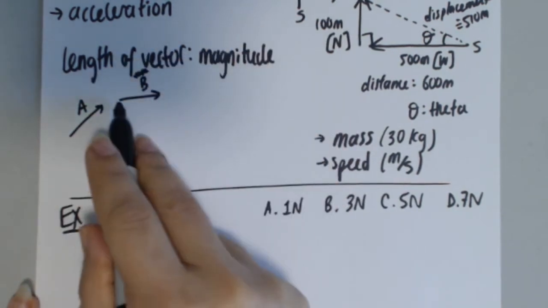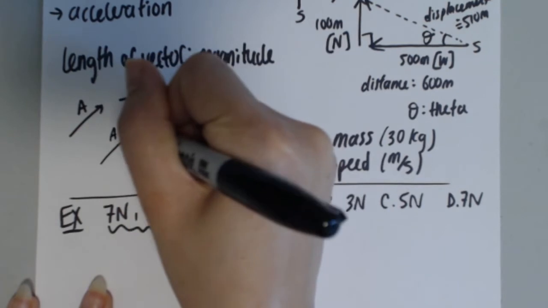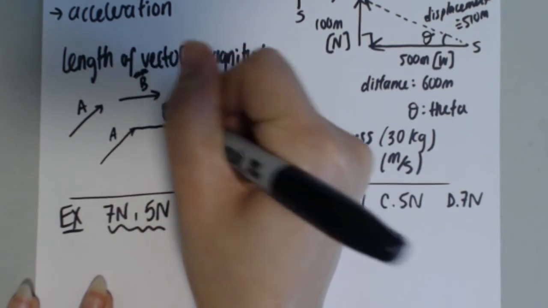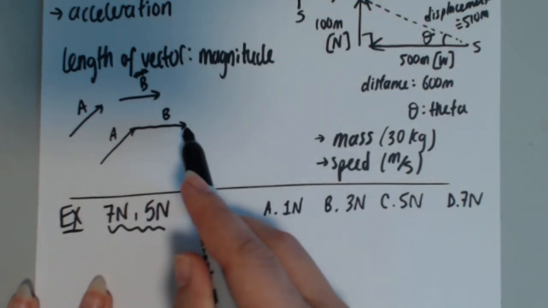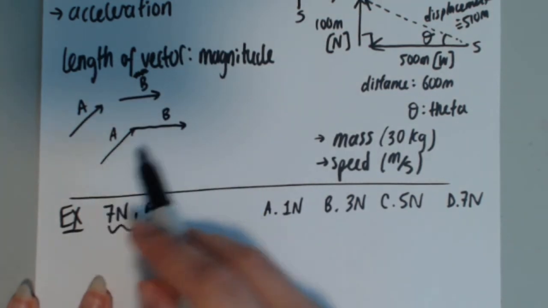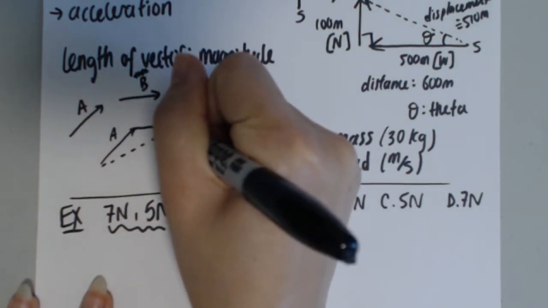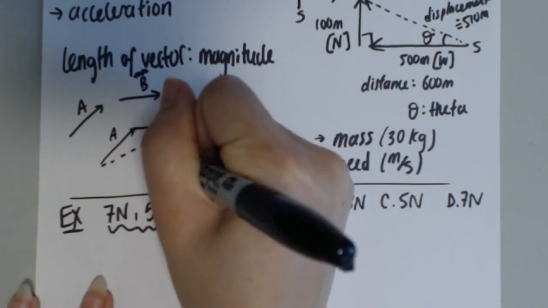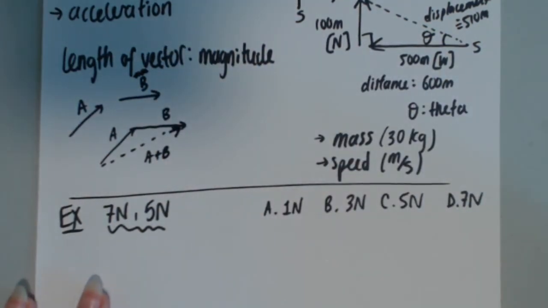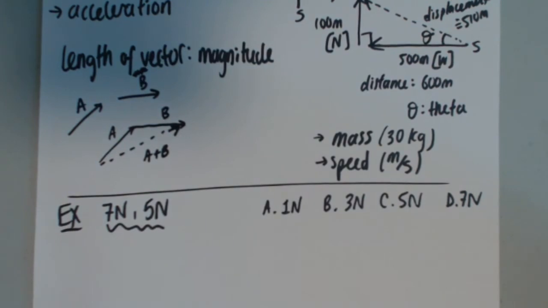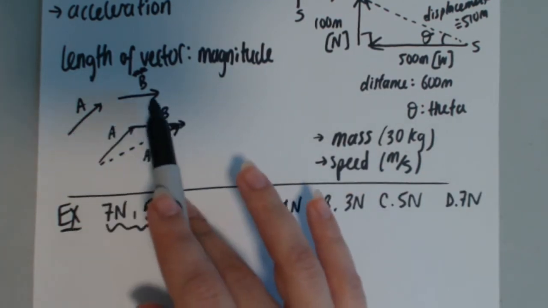So I would take the tail of B and attach it to the tip of A. All right, so here's A and here's B. And the sum goes from the tail of A to the tip of B. Now, what I like to do is always draw the sum as a dashed line, just so it looks visually different. So this is A plus B. But you still got that arrow because it's a vector nonetheless.